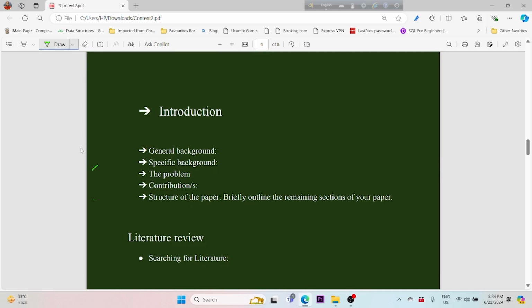The next section is the introduction. Here you need to follow the 5 paragraph model.